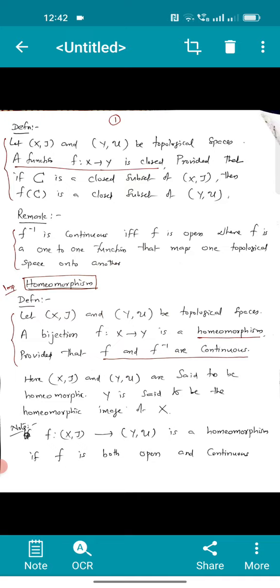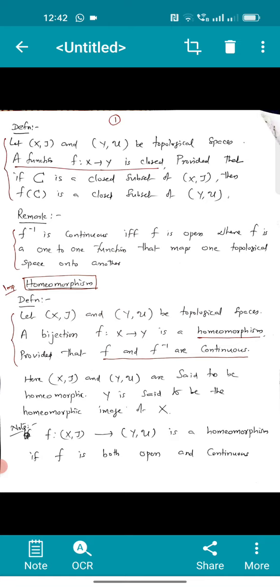Actually, we start with the definition of a closed function. That is, you are getting a function as closed corresponding to it. How? Let X and Y be topological spaces. A function f from X to Y is closed provided that if C is a closed subset of X, then f(C) is a closed subset of Y.